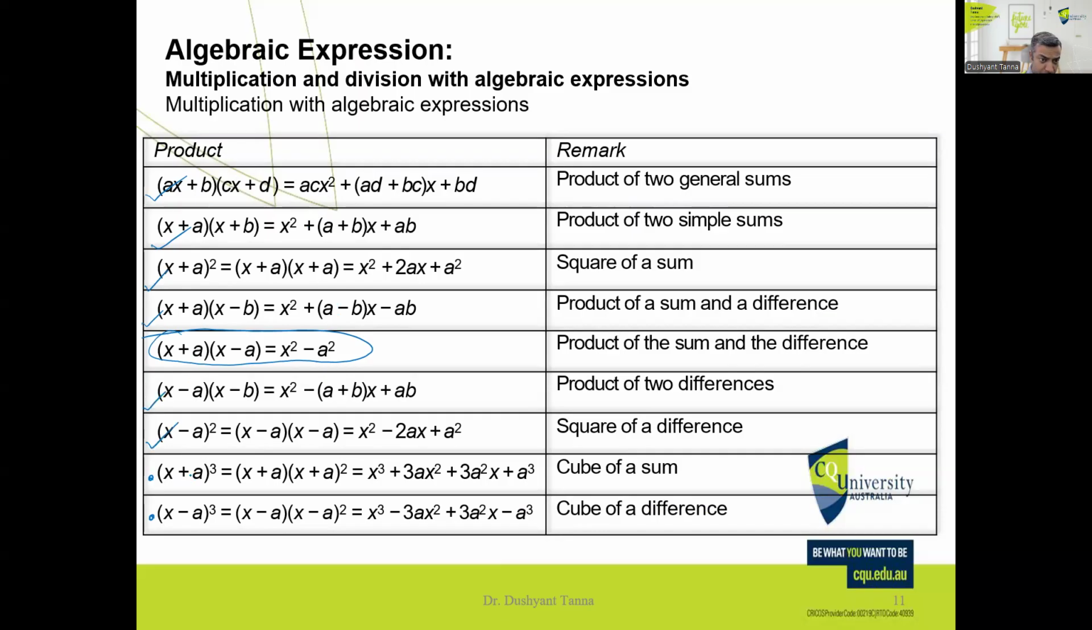This one: X plus A to the power 3. What happens here? X plus A and X plus A squared. You already have the formula for the square. Multiply with X plus A. You multiply that out and you will get X cubed, 3A X squared, 3A squared X, and A cubed. And if there is a minus, alternate terms are minus.